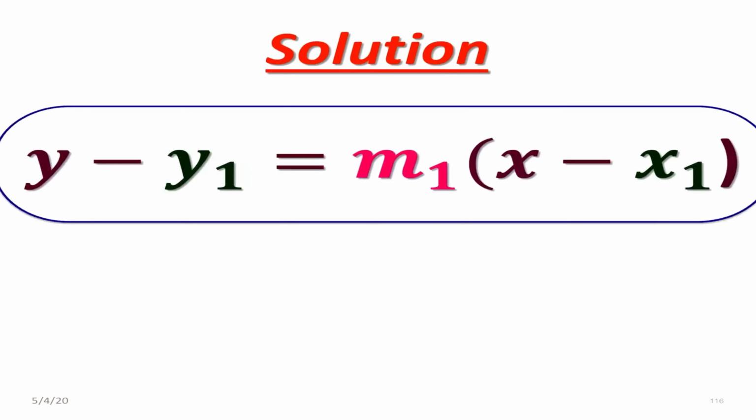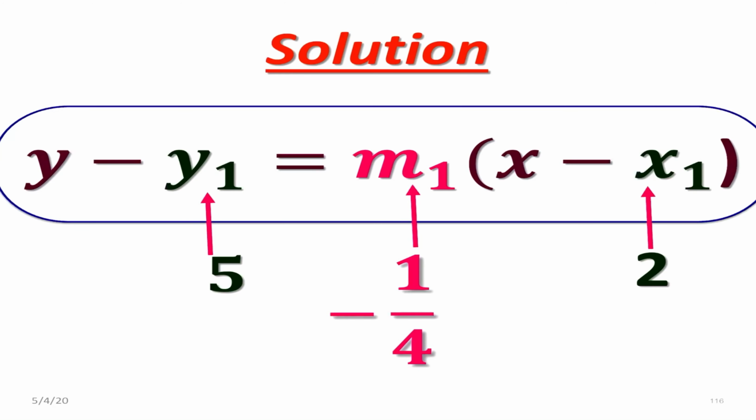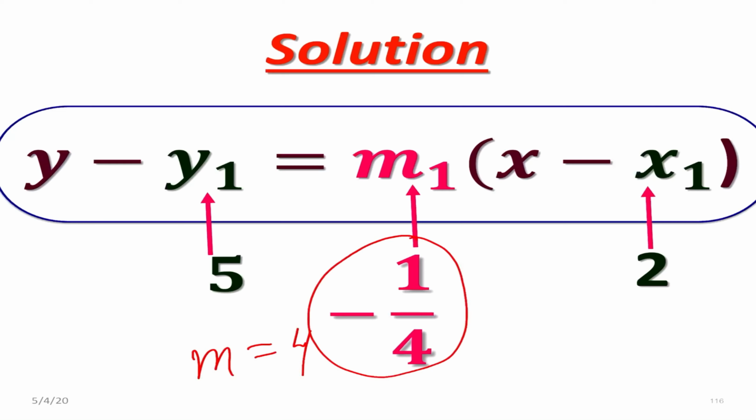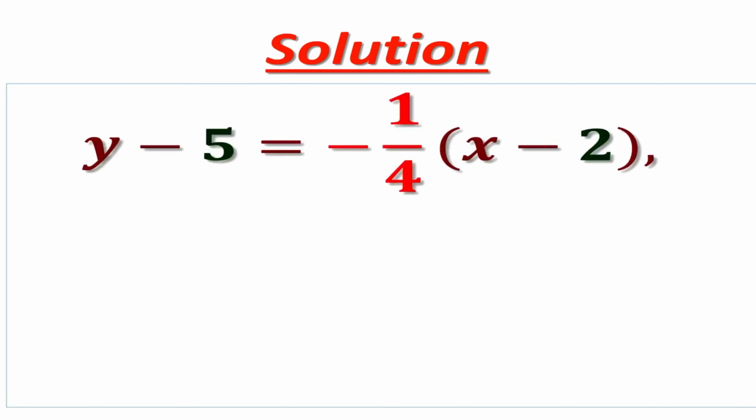Now we're almost there. Let's grab this equation and plug in everything we know. So x1 and y1 are 2 and 5. And m1 is going to be negative 1 over 4. So remember, your slope is 4. So m1, the slope for the normal, is going to be the negative inverse, negative 1 over 4. Let's plug in all of these numbers and simplify the equation.